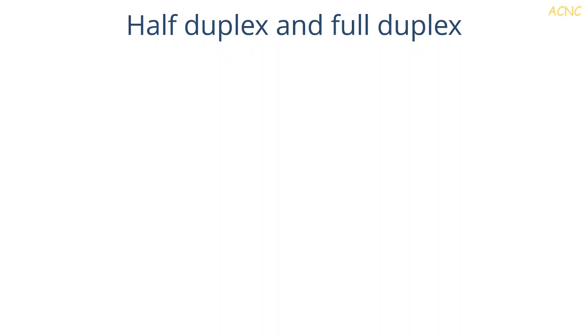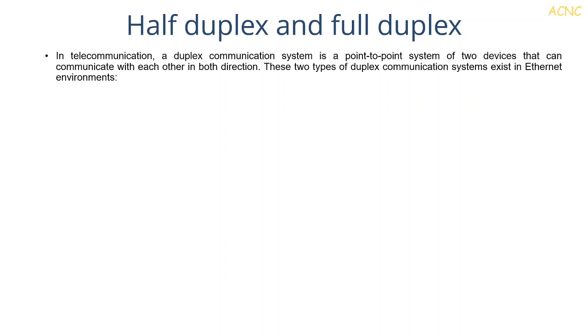Now we have half duplex and full duplex. Let's see: in telecommunication, a duplex communication system is a point-to-point system of two devices that can communicate with each other in both directions. These two types of duplex communication exist in an Ethernet environment.